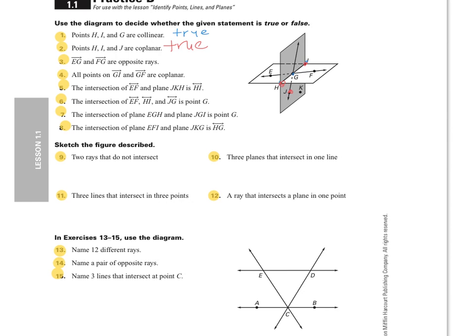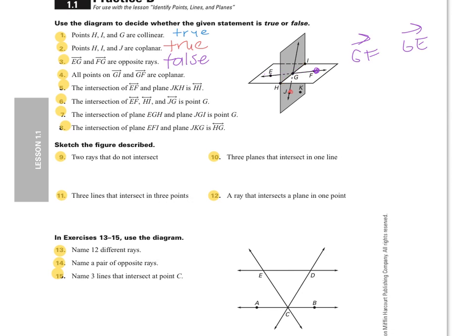Number 3 says E, G, and F, G are opposite rays. So ray EG, with the endpoint being here, would point here and over. And then ray FG would be with the endpoint on F pointing this way. So they're not pointing in opposite directions. This would be false. If the arrows were going the other way, if it was GF and GE, then they would be opposite rays.